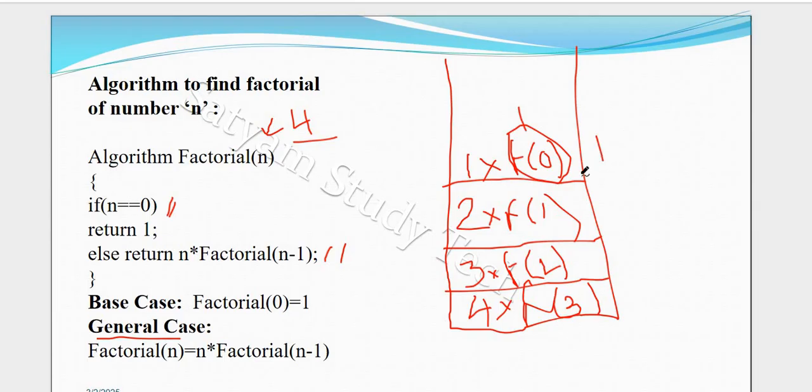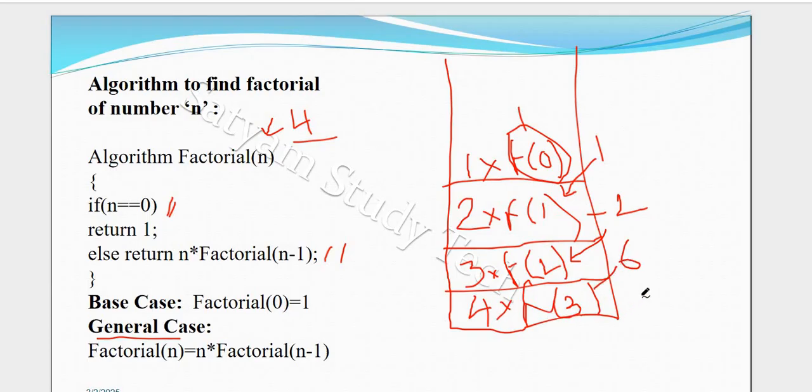And fact of 1 value can pass here, the fact of 1. So fact of 1 value is 1. 1 into 2, that is the value is 2. Now fact of 2 value is 2. You can pass here the fact of 2. So value is 2. So 2 into 3, that is 6. So fact of 3 value is 6.